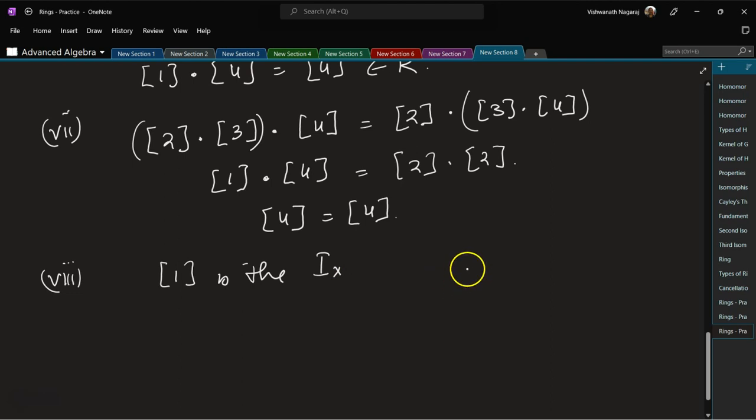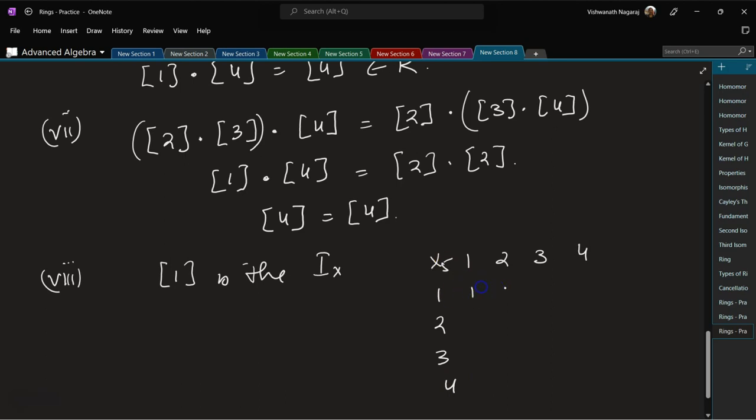And you can verify this very quickly by creating a table. Now remember, you can't put 0. So put the remaining ones: 1, 2, 3, 4. Okay, multiplication mod 5.